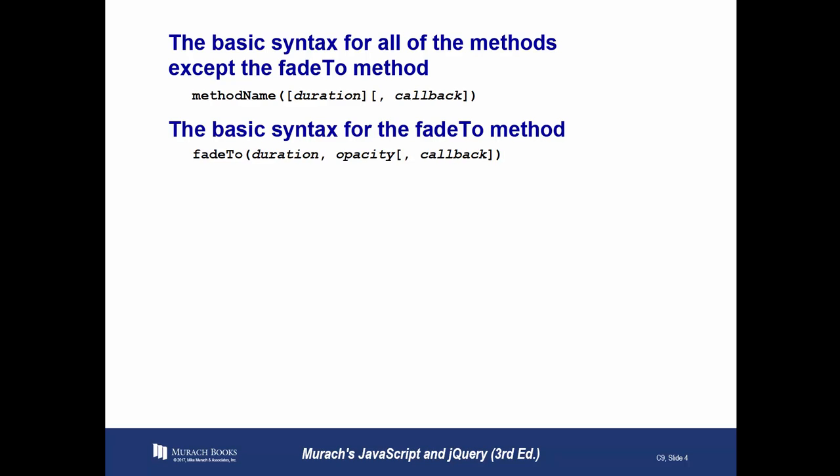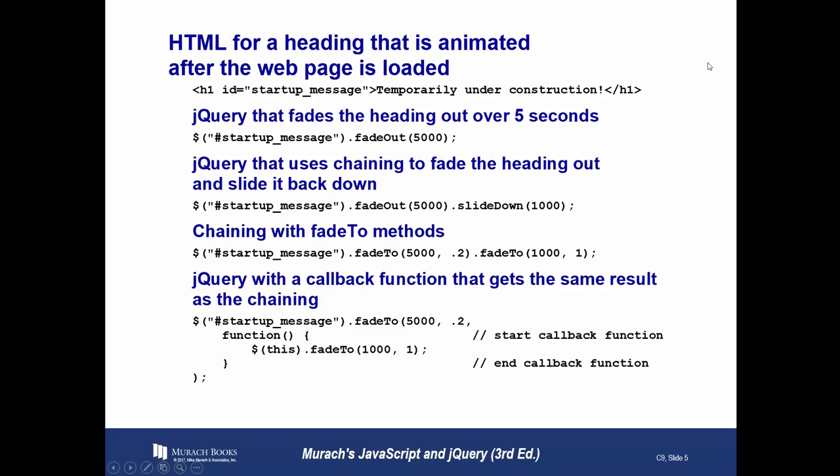Now, typically when you use this too, you're going to end up using chaining for effects. And this works because each effect method returns the object that it performed the effect on. So here they show, for example, the basic syntax for the fade to method, and a bunch of other examples.